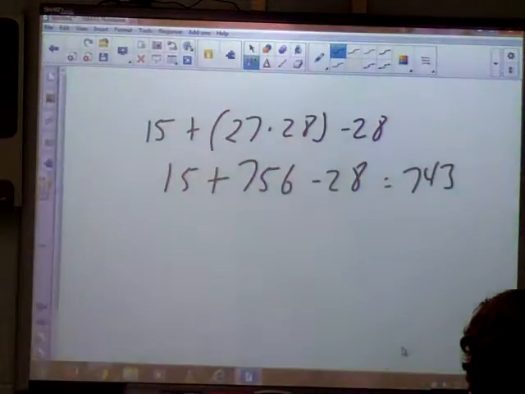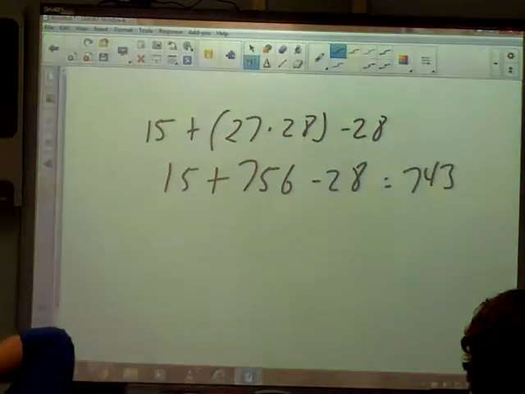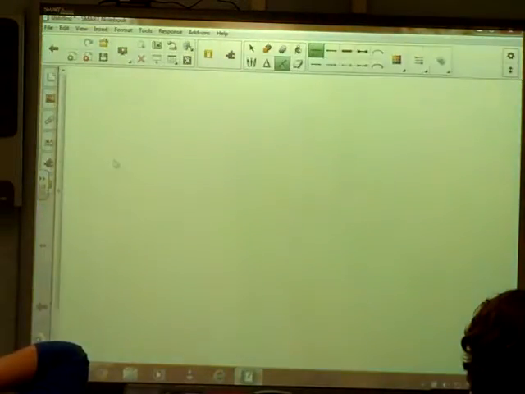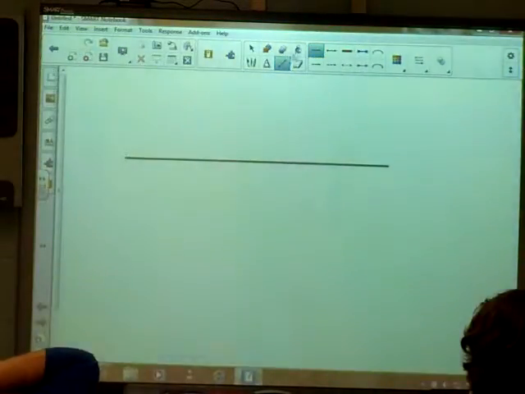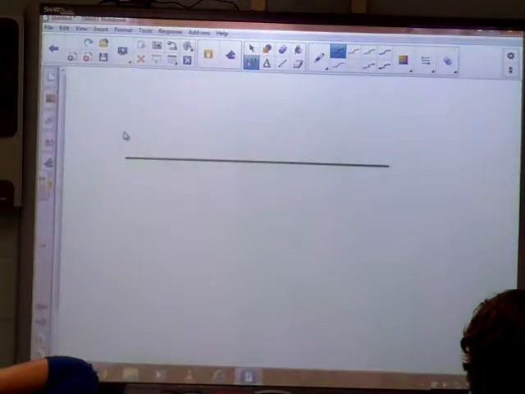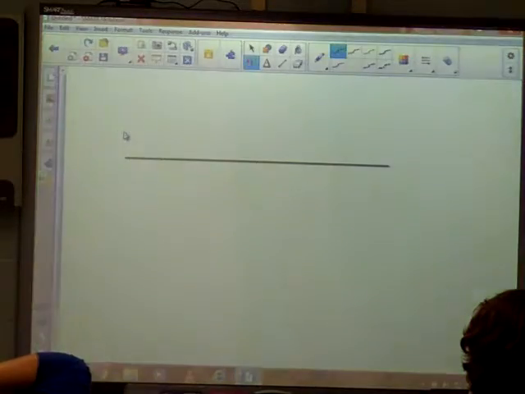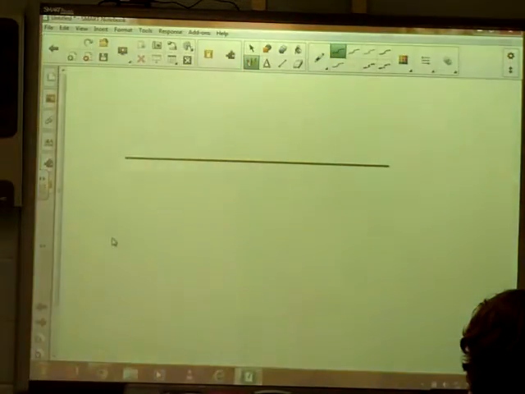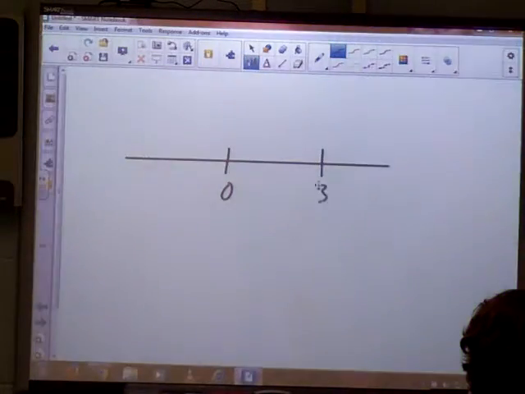All right, number 7. On 7, got a number line. I noticed, if you read the problem, it says the set of all numbers x such that 0 is less than x less than or equal to 3. So my number line, I gotta have a 0 and a 3, and the x is between those. So I'm going to be shaded between them.